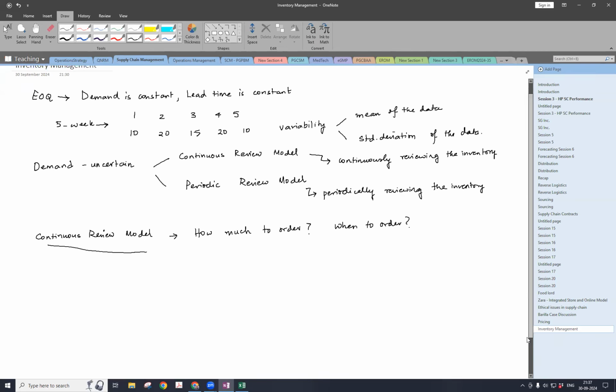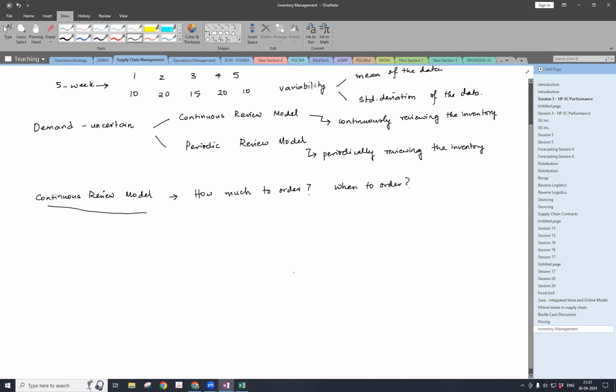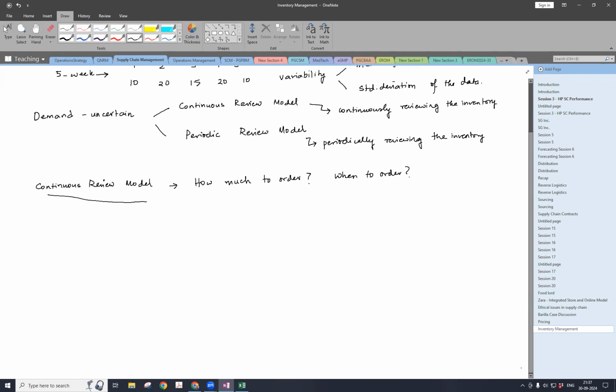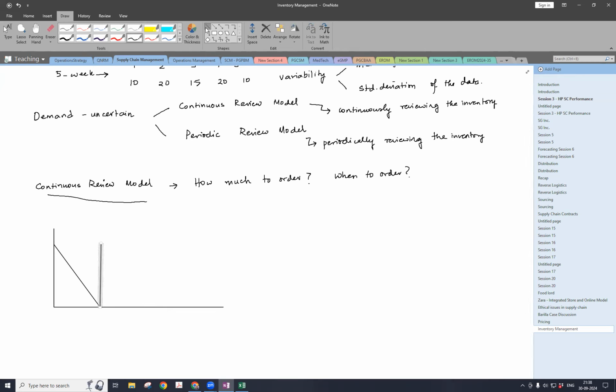Now, going back to this discussion of the continuous review model, the whole concept is that we are continuously reviewing our inventory. As opposed to what happens in the economic order model, where we always know that the demand is going to be constant like this, and we are always trying to measure up that the demand is going to be similar, always going to be a kind of similar triangle like this, right?